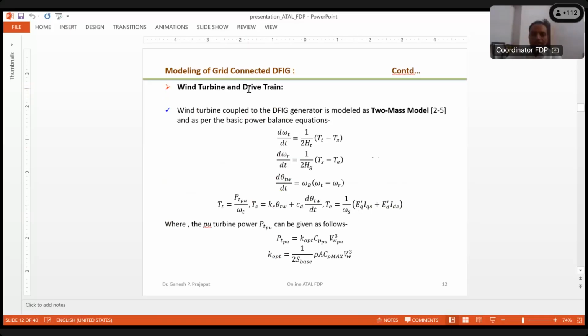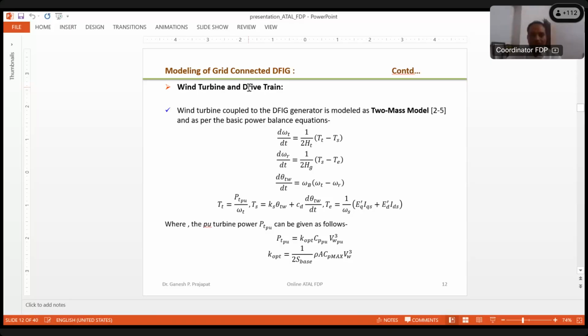Then if we model the drivetrain, that is the gearbox, the inertia of the turbine is very big as compared to the generator. You can practically think that the size of the turbine is very big, while the generator, which is coupled with its shaft, is very small in size. So definitely, if a big mechanism is there, then it has higher inertia.